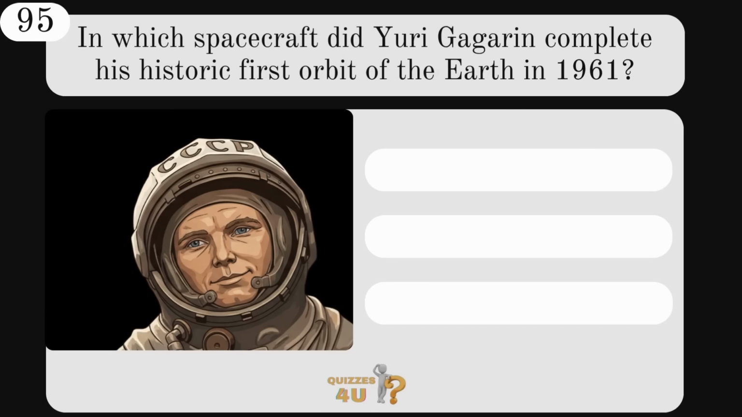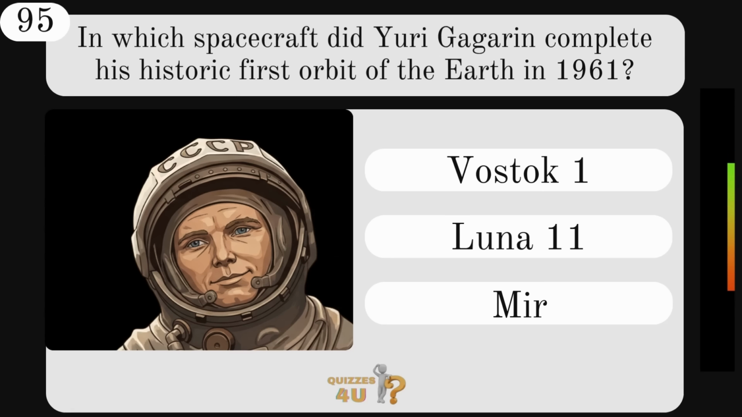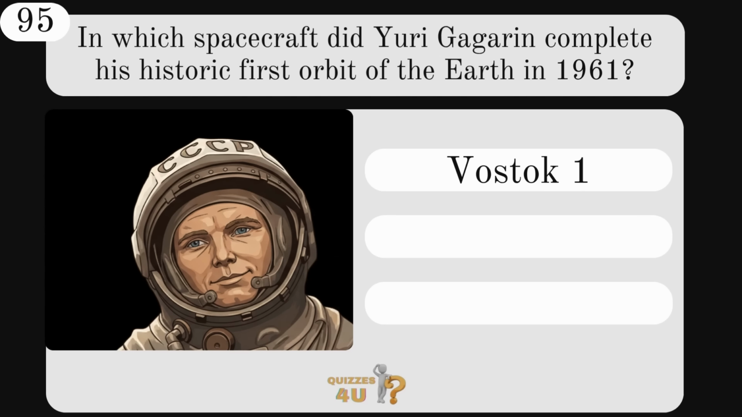In which spacecraft did Yuri Gagarin complete his historic first orbit of the Earth in 1961? Vostok 1, Luna 11, or Mir? That was in Vostok 1.